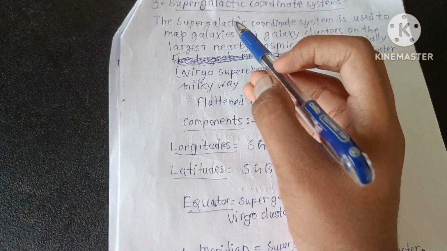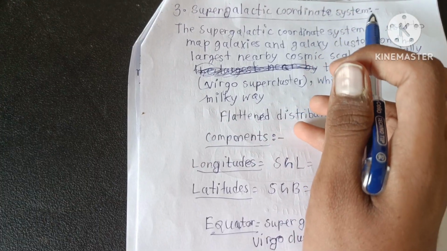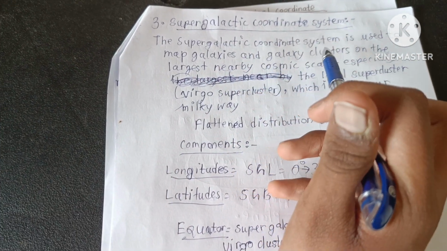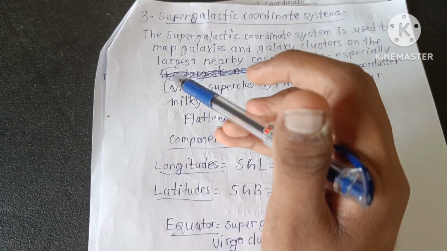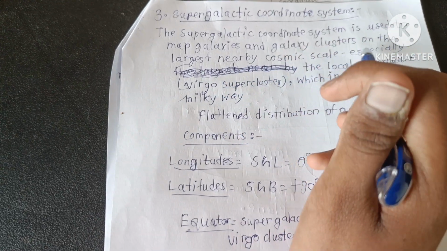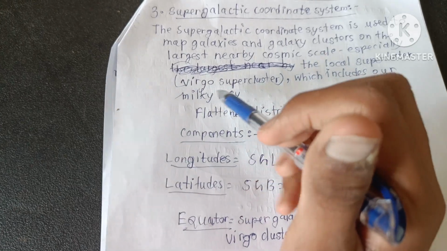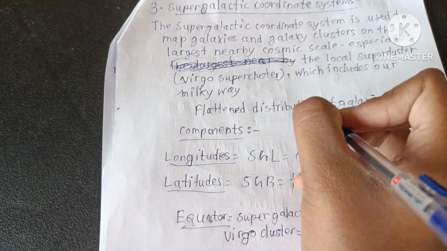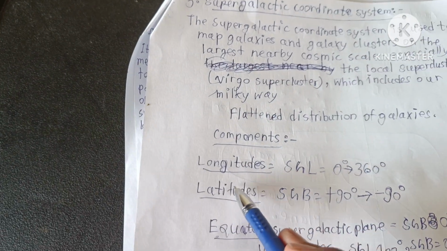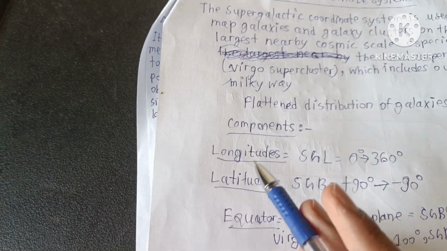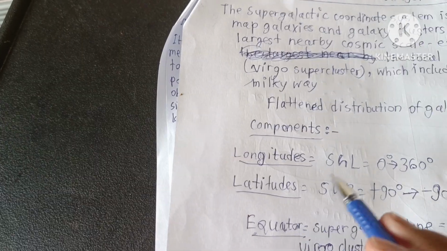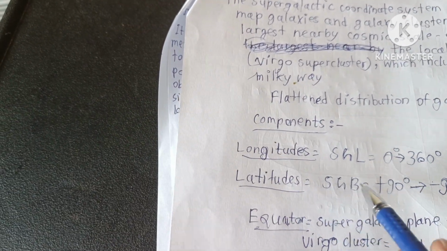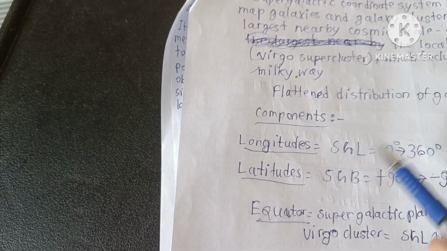Now the next coordinate system is called the supergalactic coordinate system. The supergalactic coordinate system is used to map galaxies and galaxy clusters on the largest nearby cosmic scale, especially the local supercluster, the Virgo supercluster, which includes our Milky Way, a flattened distribution of galaxies. Components are like longitude, SGL, meaning supergalactic longitude, and SGB, supergalactic latitude. Longitude ranges from 0 to 360 degrees, and latitude from plus 90 degrees north to minus 90 degrees south.